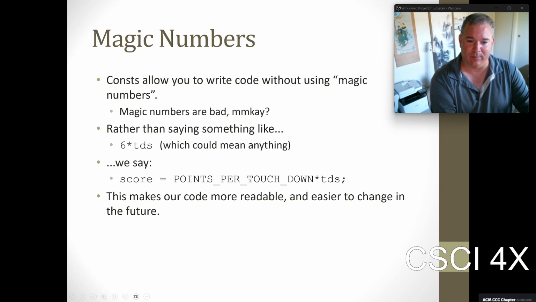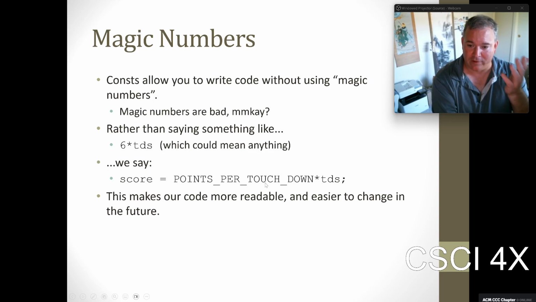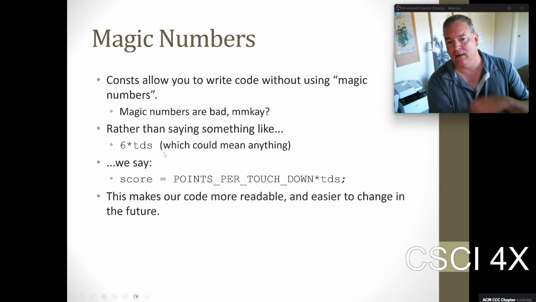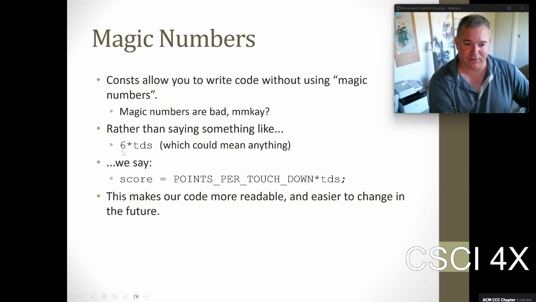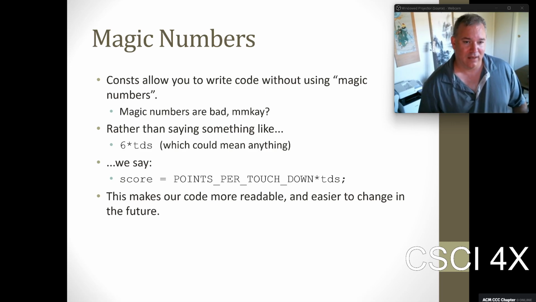The first is it makes your code more readable. So rather than your code saying 6 times TDs, TDs being touchdowns, we could say points per touchdown times TDs. That makes your code easier to read, because if there's a 6 just sitting there, you're like, why is it a 6? That thing is called a magic number.